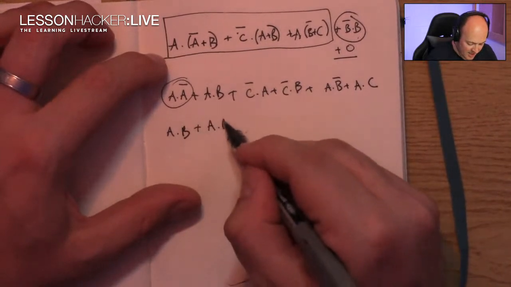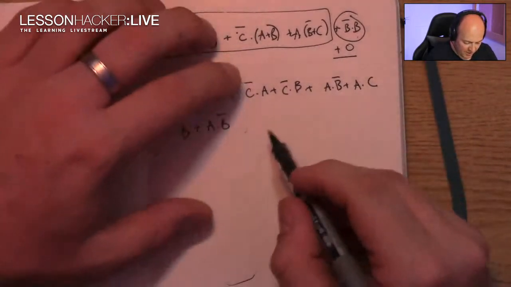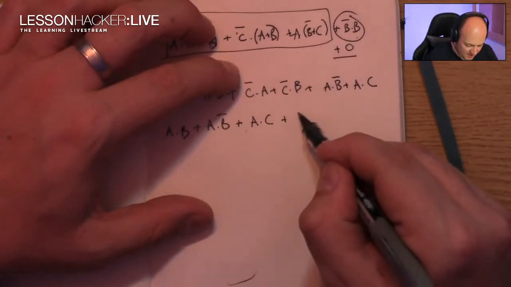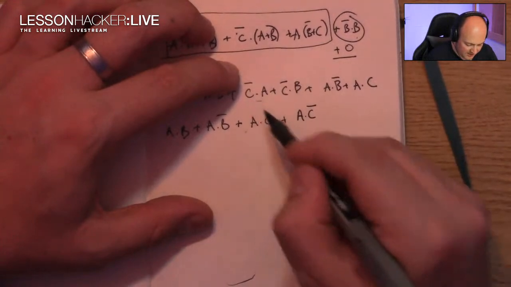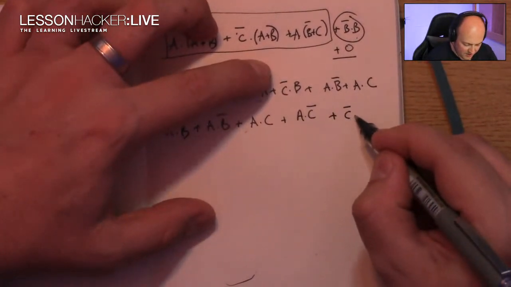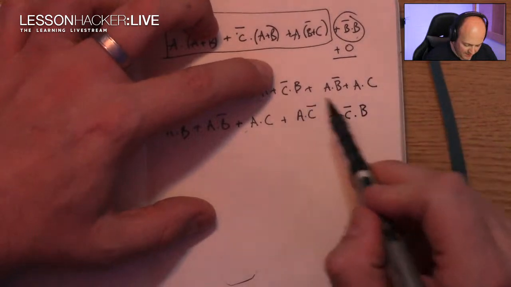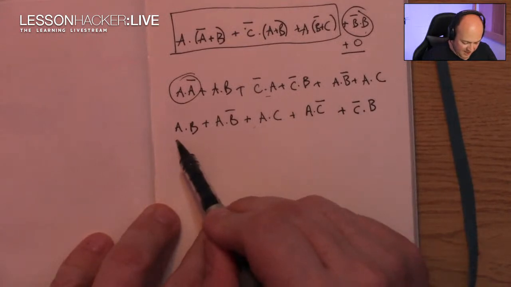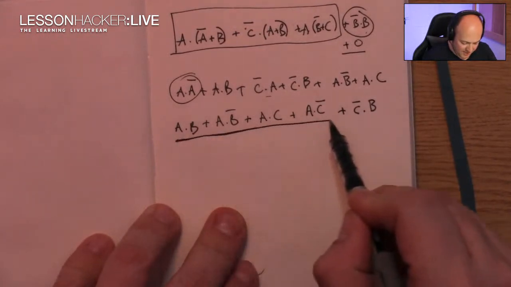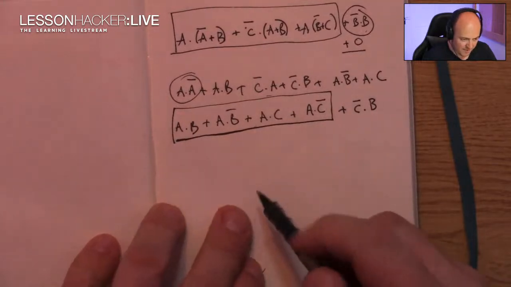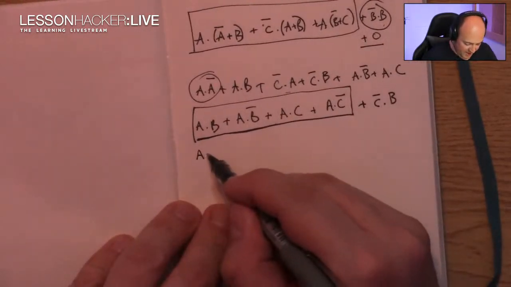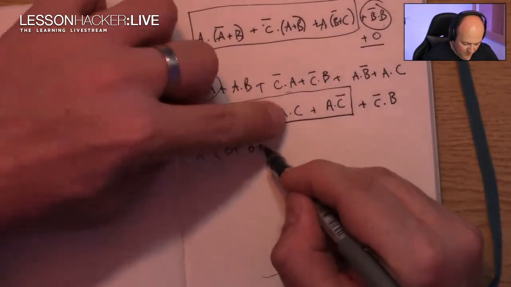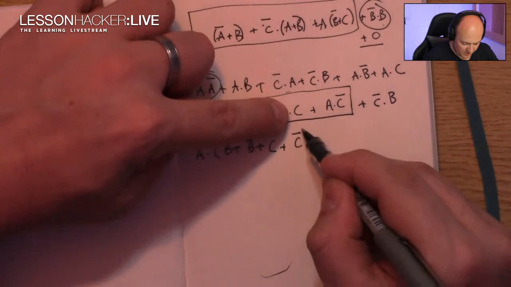I've also got an A and a not B over here. I'm going to bring that over. I've also got an A and a C, an A and a not C, that's this one here, and not C or a B. That's all the elements brought over. So I think what I'm going to try and do is take the A out of this entire thing in one step. This is the common factor. So A and B or not B or not C.